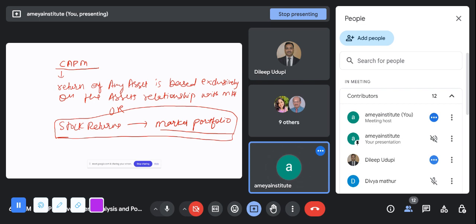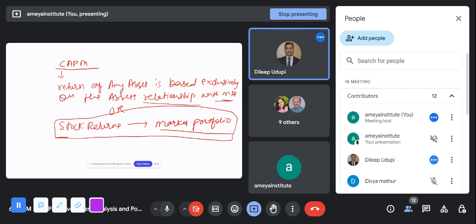The fundamental is clear here. What CAPM says is that any asset will have a relationship with the market. So your asset returns depend on the market returns. Your asset is your dependent variable, and the market is your independent variable. So any change in the returns of stocks is due to what? The market portfolio. Till now, is this concept clear?